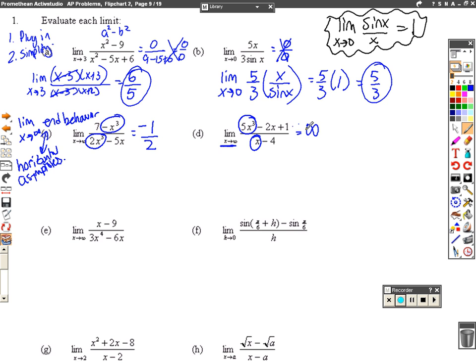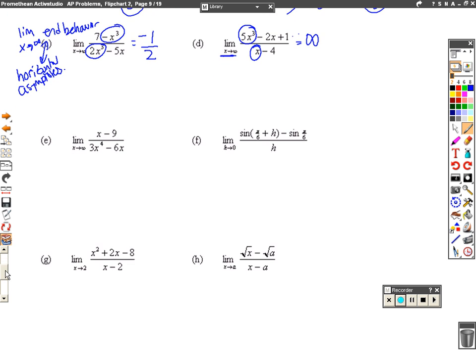All right, let's look down here at E. We're doing the same thing. Limit as x approaches infinity. So we're talking end behavior. Highest power in the numerator x, which is 1. Highest power in the denominator is 4. So therefore it is quote unquote bottom heavy, which means that the limit is 0.